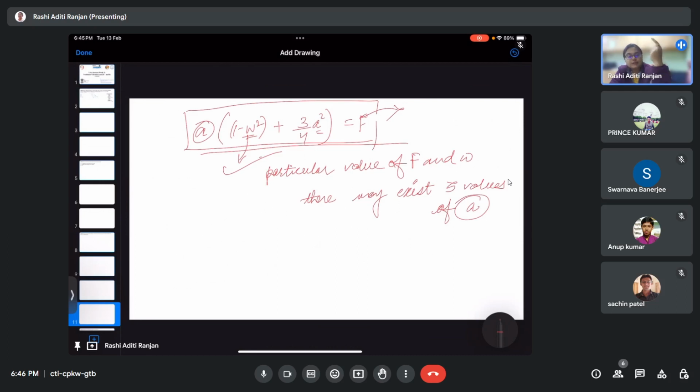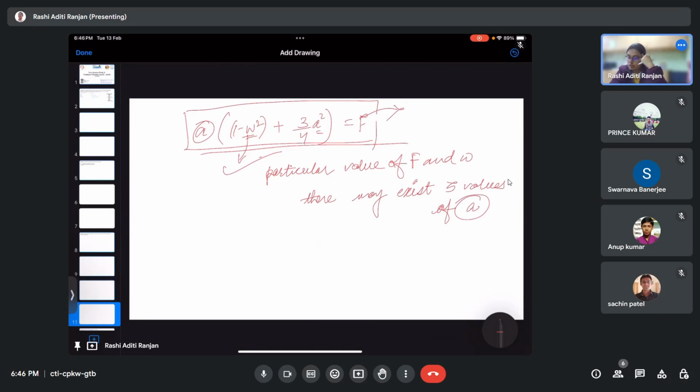Is this what happens in a linear system? Never. This is never going to happen in a linear system. In a linear system, for a particular value of f and omega, whatever the condition, it is always going to oscillate at the same amplitude, isn't it? But in this case, that is not the same. It is going to have three different values, isn't it?